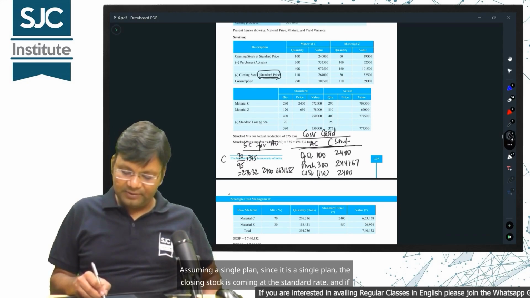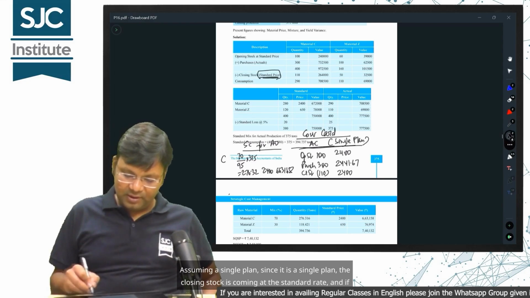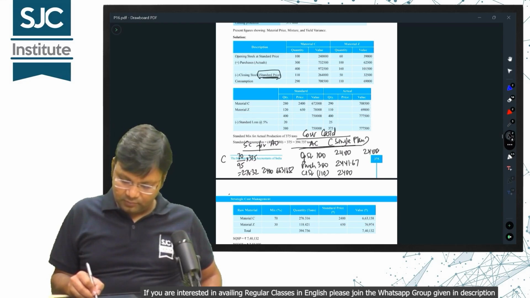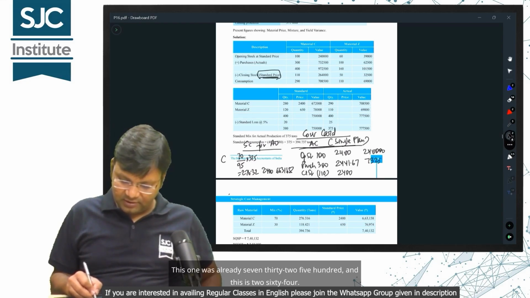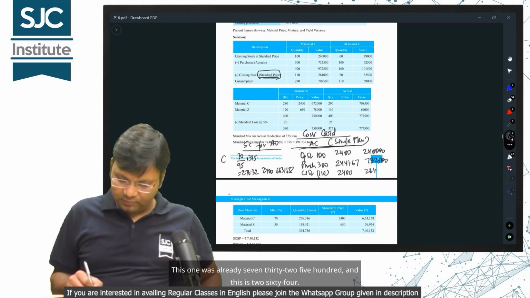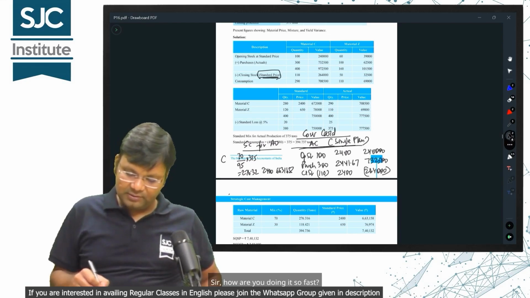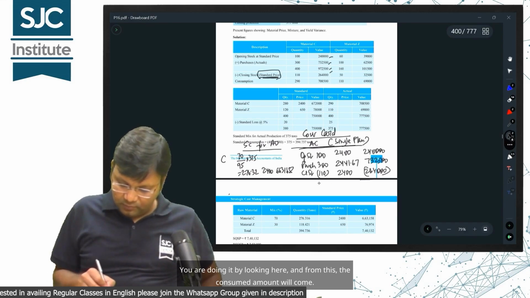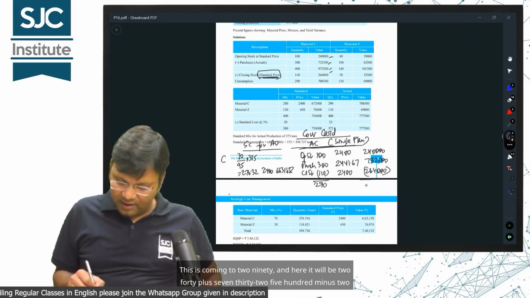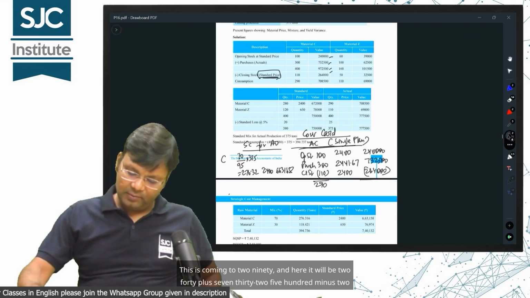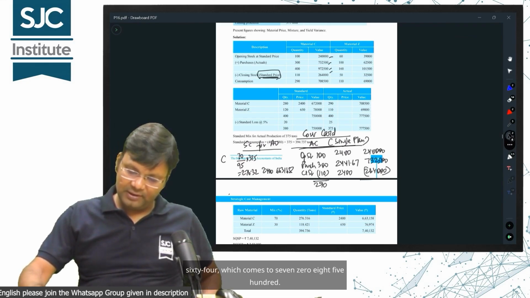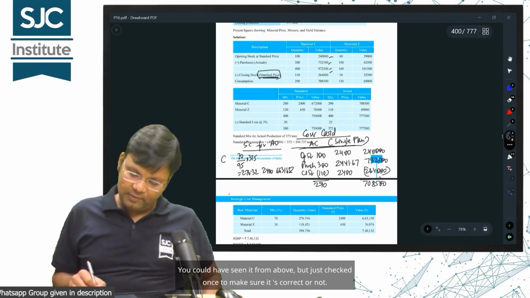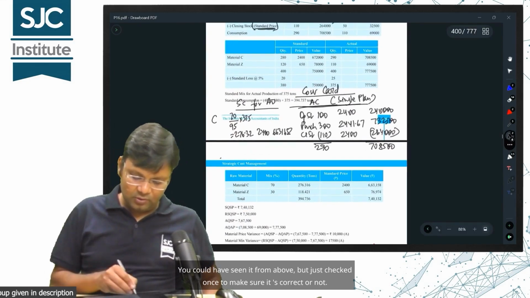Assuming a single plan, since it is a single plan, the closing stock is coming at the standard rate, and if you calculate the amount, it will come to 240. This one was already 730 to 500, and this is 264. Sir, how are you doing it so fast? You are doing it by looking here, and from this, the consumed amount will come. This is coming to 290, and here it will be 240 plus 730 to 500 minus 264, which comes to 708,500. Sir, let's check that as well. You could have seen it from above, but just checked once to make sure it's correct or not.